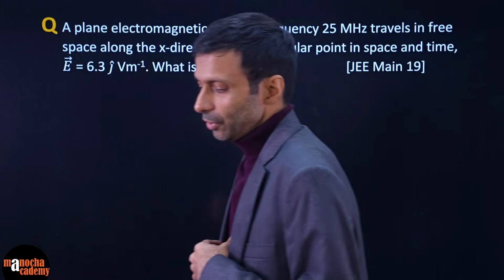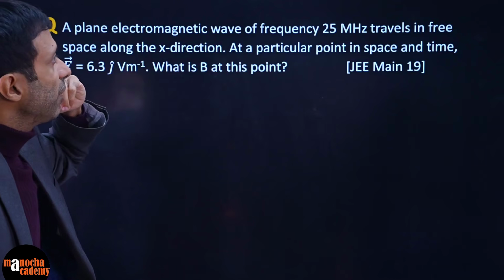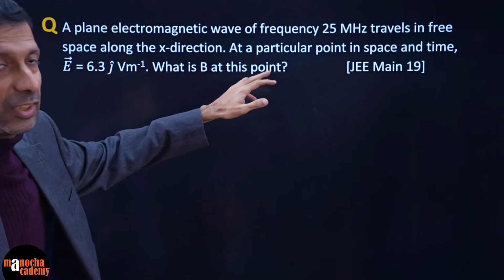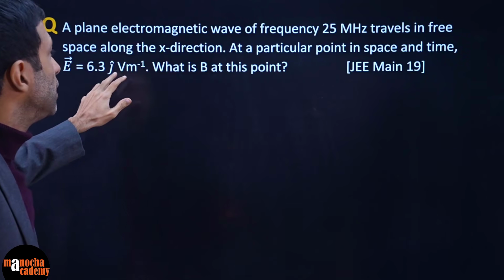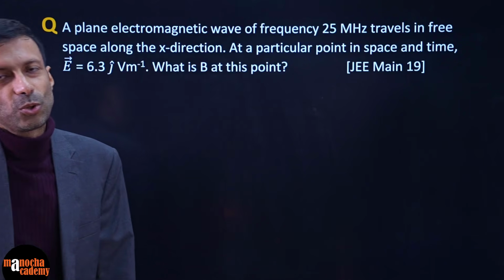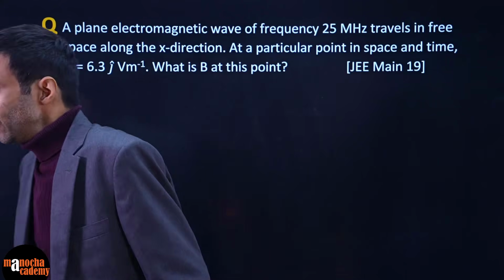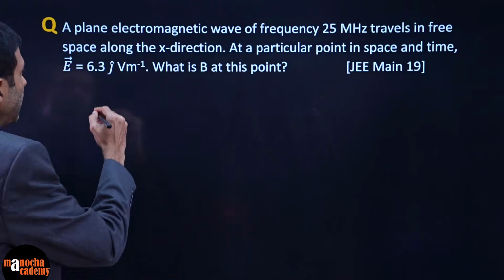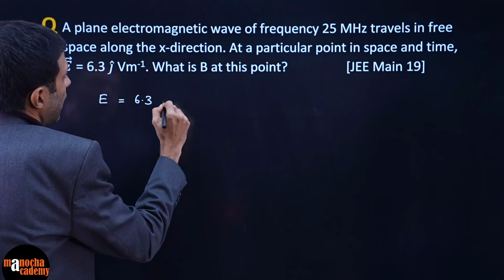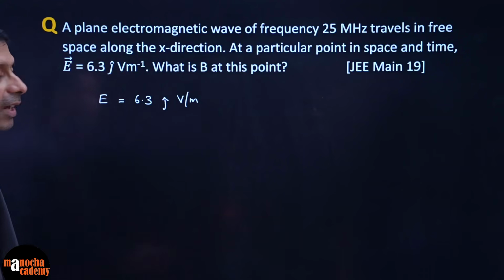Now let's try this question. A plane electromagnetic wave of frequency 25 megahertz travels in free space along the x direction. At a particular point in space and time, E is equal to this. What is B at this point? And this came in JEE Mains 2019. Try this question. So clearly they have given us the electric field over here. E is equal to 6.3 along the J cap, volt per meter. They want you to find the B at this point.